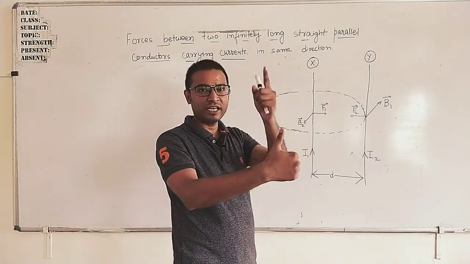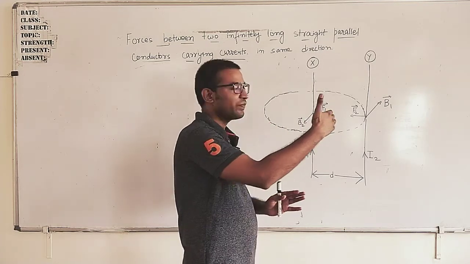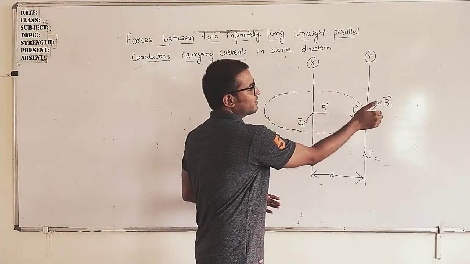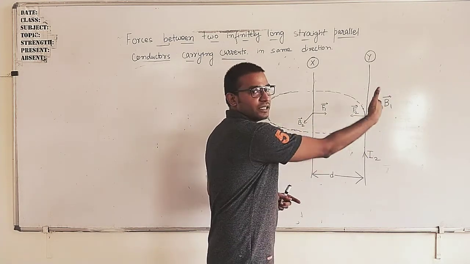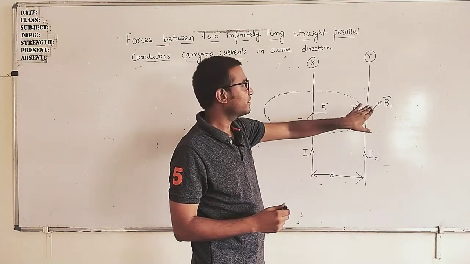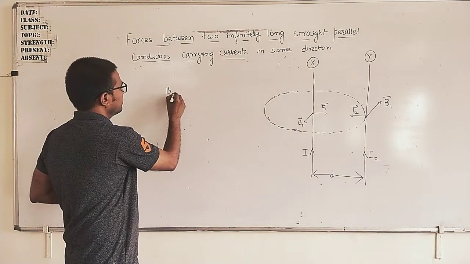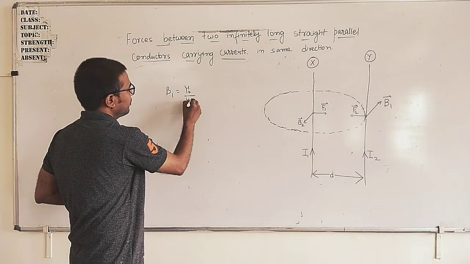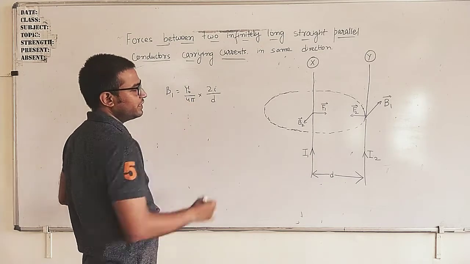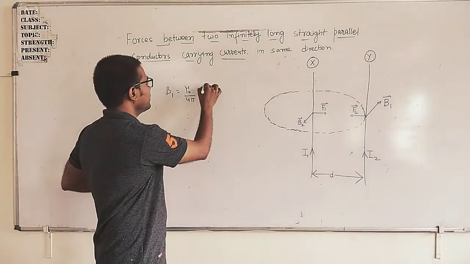If the thumb indicates the direction of current, then the curling of the fingers will give the direction of the magnetic field. See here, the curling finger is going inside, and this is why the magnetic field is perpendicular to this wire but inside the board. Now the expression for this B1 will be equal to mu naught by 4 pi into 2 I1 divided by D, where D is the separation between the two wires X and Y.